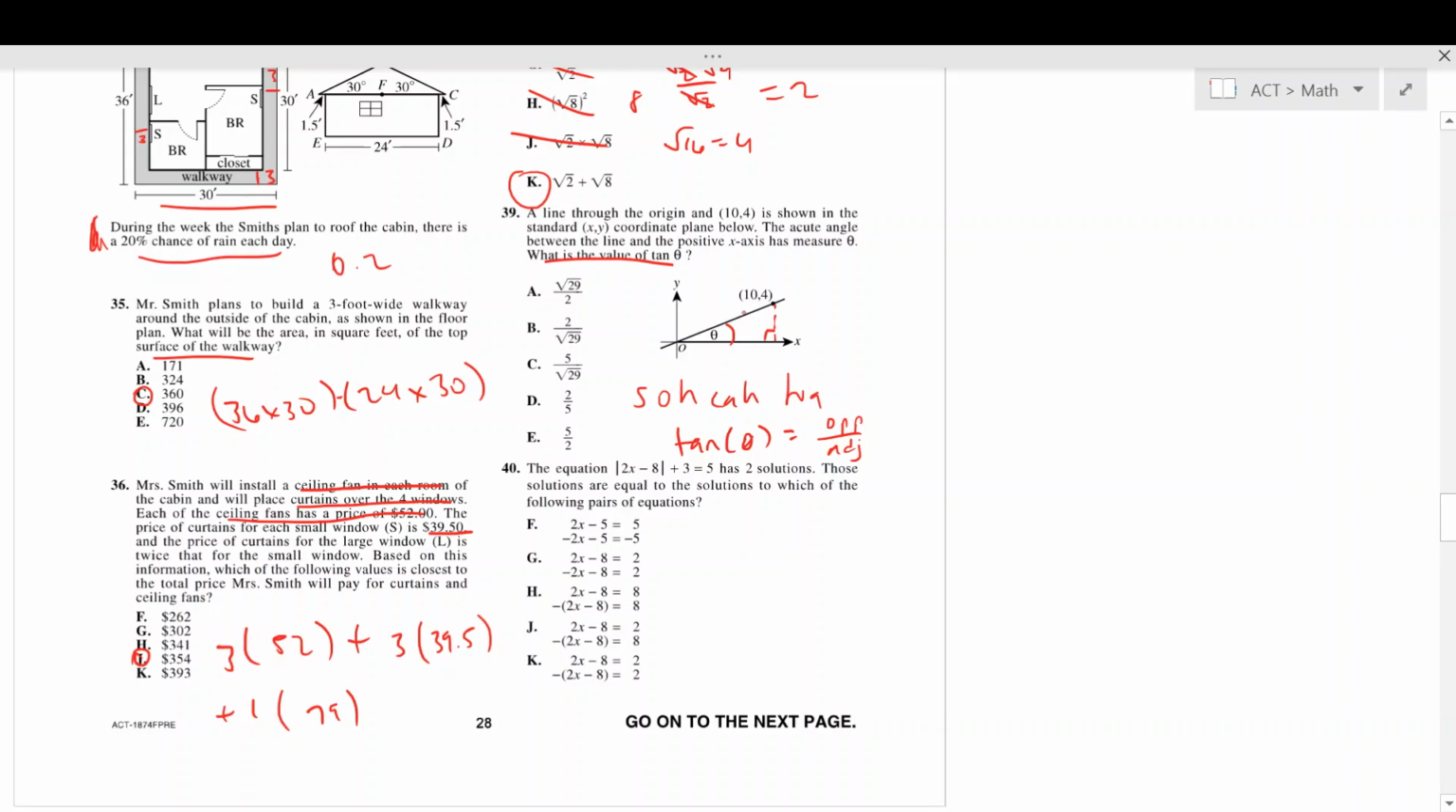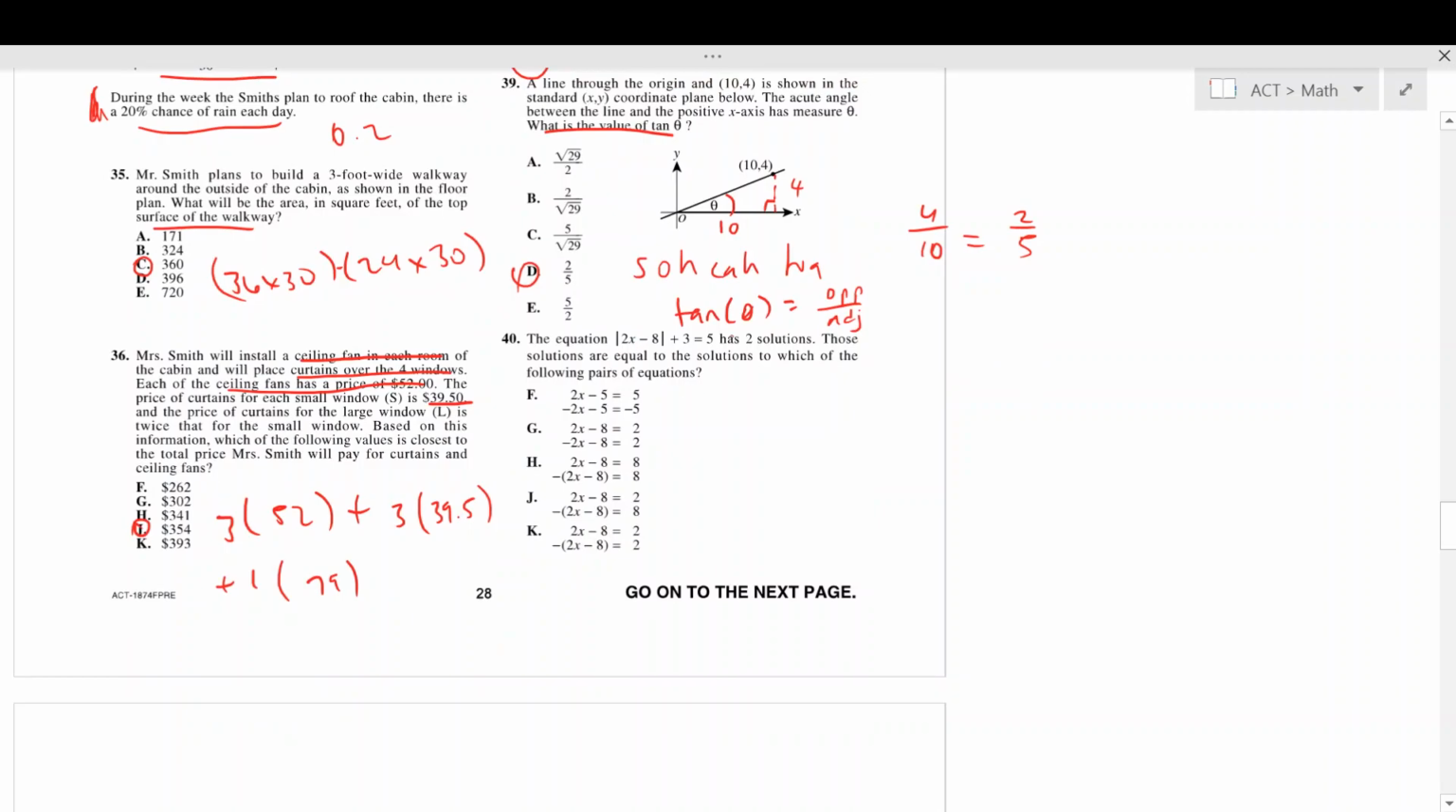So let's first mark the dimensions of the triangle. If this point is 10, 4, then this side here must be 10, and the vertical side must be 4. So if tangent theta is opposite over adjacent, the opposite side is 4, the adjacent side is 10. So that's equal to 2/5. And that's the value of tangent theta.